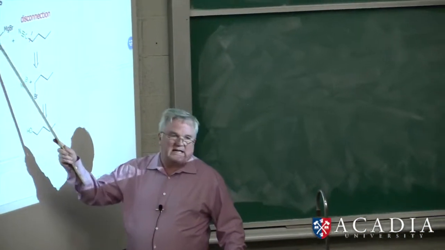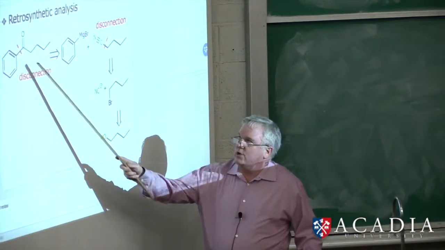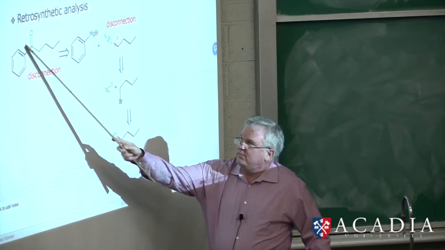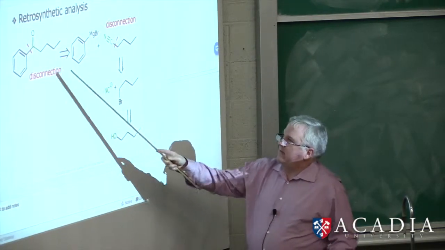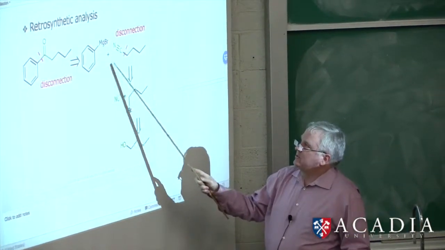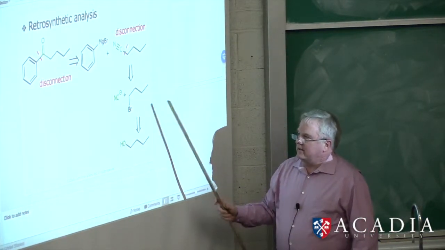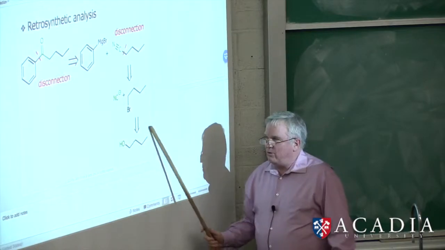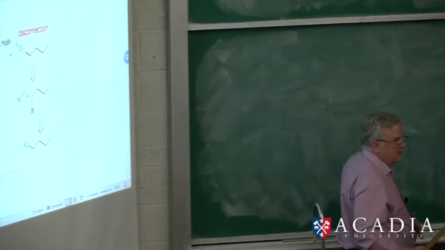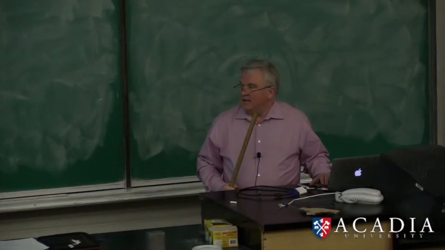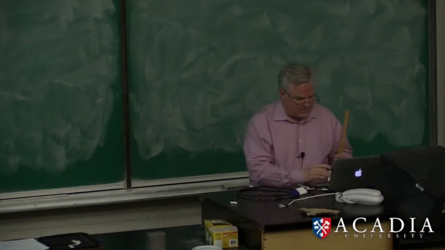So a retrosynthetic analysis, we're just working backwards. We realize that we can make this, we can disconnect this thing here, and we can make that from these two compounds, but we don't have that. We can make that from this, and we can make this from the alcohol, and that was one of our starting materials. So that's the retrosynthetic analysis.